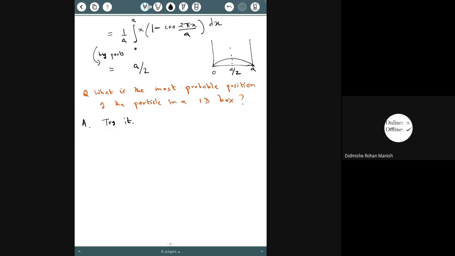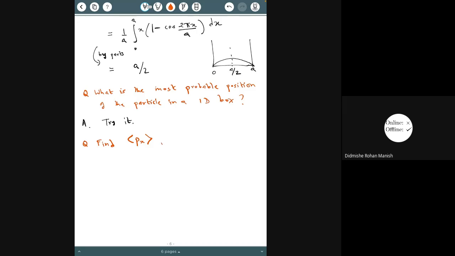I have not done this recently. As far as I remember, for this particular 1D box, you will still get a by 2. But this is not guaranteed for a quantum problem. So, for example, in the hydrogen atom, they are definitely different: the most probable position of the electron and the average position of the electron. But in this case, I think you will still end up with a by 2. But you can try it out. Okay. Then the other thing you can try out is find the expectation value of px.